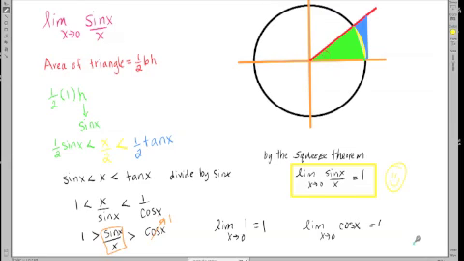Now you could do this two ways. We could take the absolute values and reprove this. We could also take a negative x and then prove it from that side. Either way will work, and I'll leave that to you as an exercise.